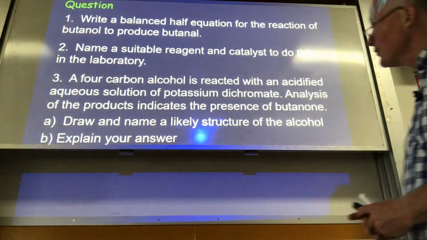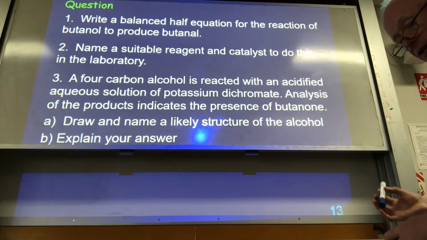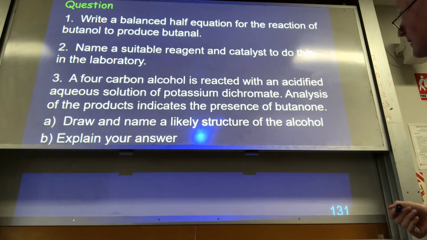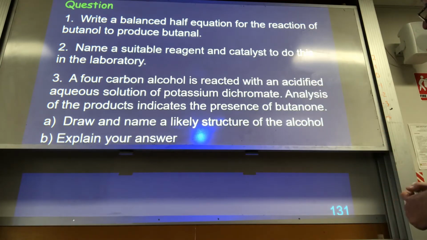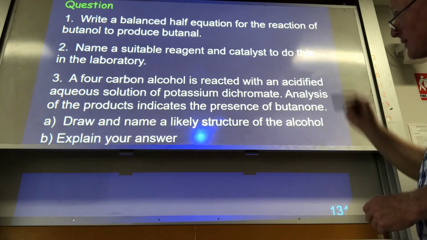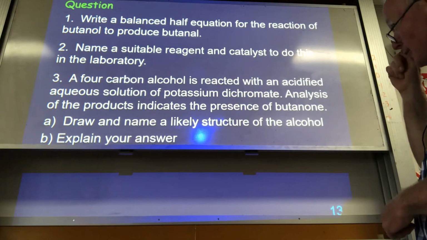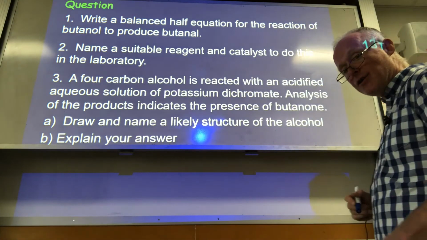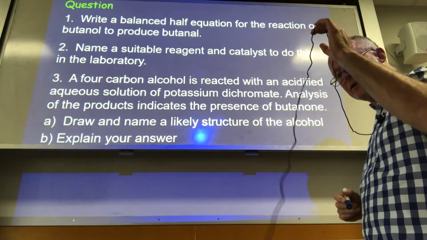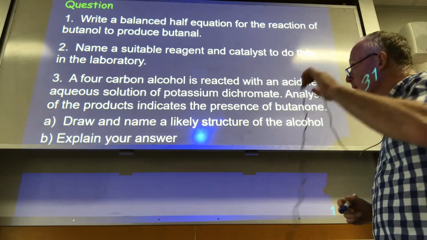Okay, answers to the oxidation of alcohols questions. First one, write a balanced half equation for the reaction of butanol to butanal. Now, once I start talking half equations, you should know that means a redox half equation.